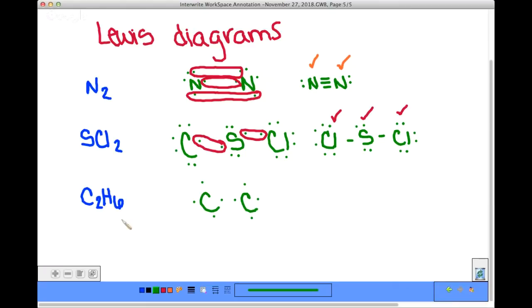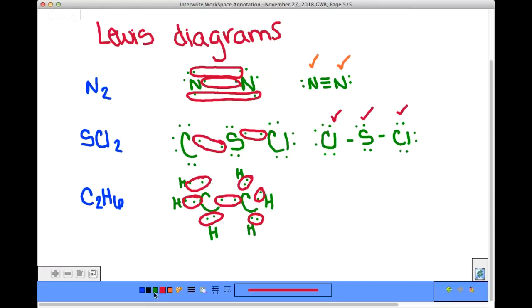And now we have 6 hydrogens. Hydrogen, remember, only wants 1 bond, since it only has 1 valence electron. So we're going to draw a hydrogen over here, a hydrogen over here, a hydrogen over here, a hydrogen here, here, and here. If we look at this, we can see what bonds are being made. This is going to form a bond. Here's a bond. Here's a bond. Circling those bonds that are being created.